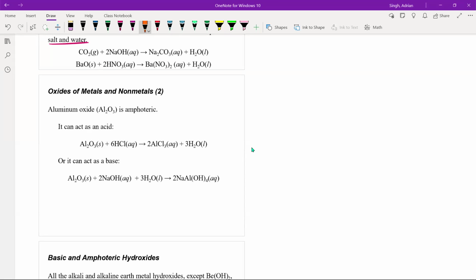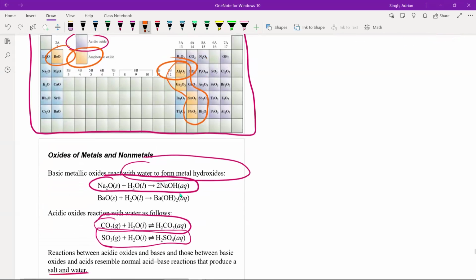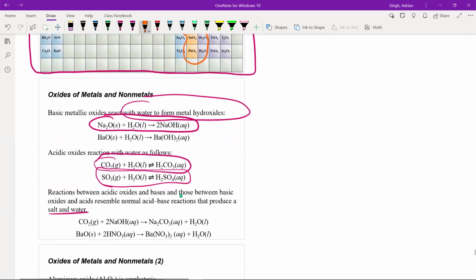This is a typo here in your slide. This is showing how it acts as a base when it reacts with an acid. This is hydrochloric acid. And the second one is showing how it can act as an acid when it reacts with sodium hydroxide, which is a base. Right, so it's very unusual in that, but there are other examples of oxides that can behave as both.